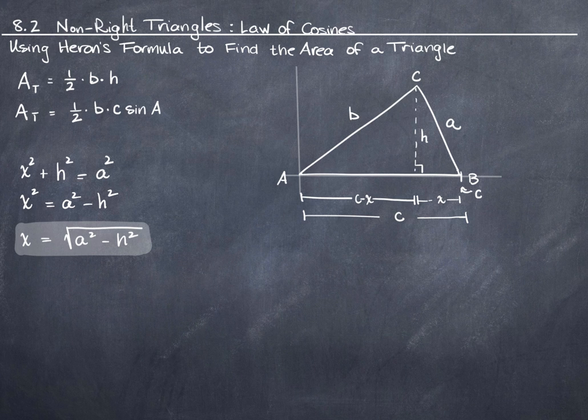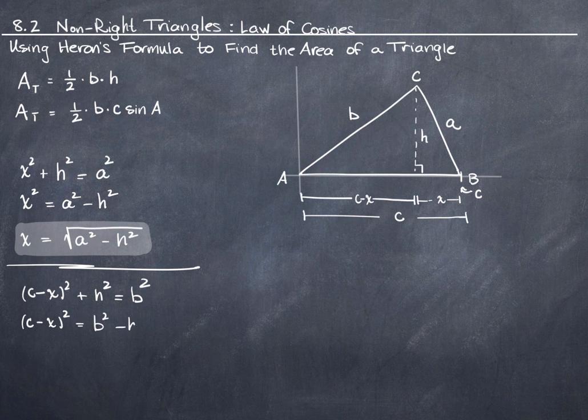Now let's take a look at this bigger triangle here. From this bigger triangle, I can write the side (c minus x) squared plus the side h squared equals the hypotenuse b squared. I'm going to do the same thing here and subtract h squared from both sides. So I'm going to get (c minus x) squared equals b squared minus h squared. Now I'm going to expand the left-hand side. I'll get c squared minus 2cx plus x squared still equals b squared minus h squared.